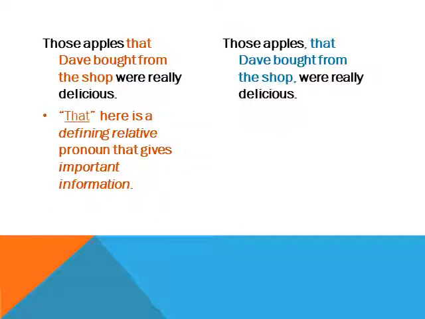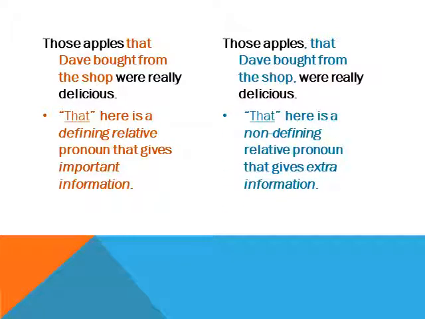The first sentence, here we have that. That is a defining relative pronoun that gives important information. So we cannot omit that clause here in this sentence. The second sentence, that here is a non-defining relative pronoun that gives extra information. So we can omit this part and we can say those apples were really delicious as they are known apples. We already know them.